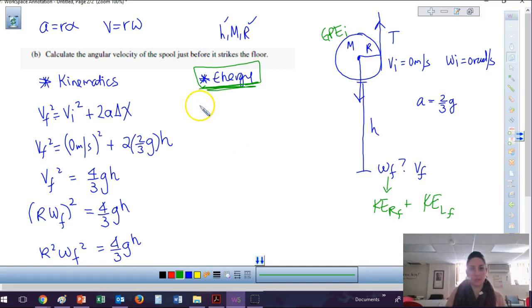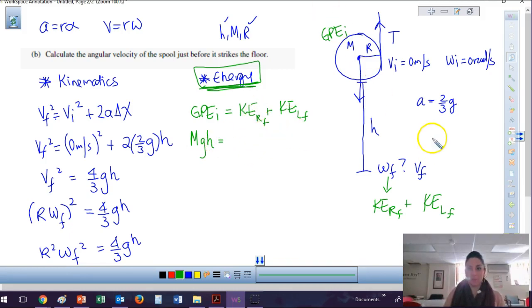So I'm going to go ahead and write that. Gravitational potential energy initial will be equal to the rotational kinetic energy final plus the linear kinetic energy final. R stands for rotational, L stands for linear. I know this looks really crazy, but this is rotational energy and this is linear energy. So, how does this look with our variables? GPE is mgh, so it's going to be capital M, G, and there's our H. Good news is that these are all things we can use.